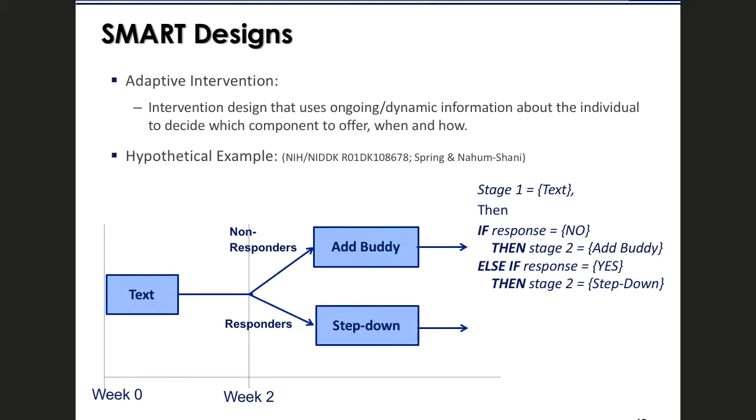What is the tailoring variable here? What information do I use to decide what to do? The response status. You see? I use information about the participant's response status to decide whether I should augment with body training or step down the intervention. Do you see that? Adaptive interventions can be protocolized with decision rules. Protocolized so they can be replicated, right? This decision rule describes this adaptive intervention. At stage 1, provide text messages. Then, if non-response, augment with body training. Otherwise, step it down. So far, so good?